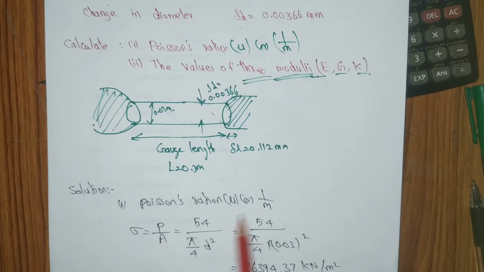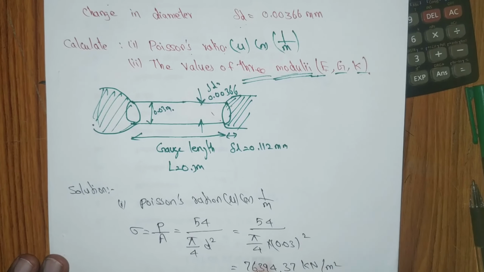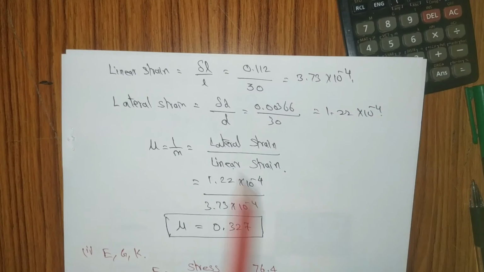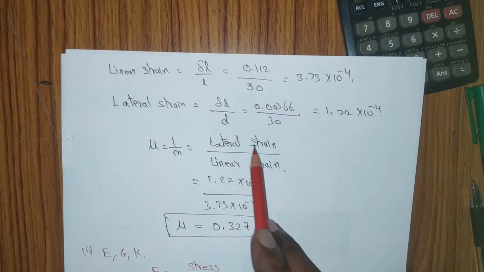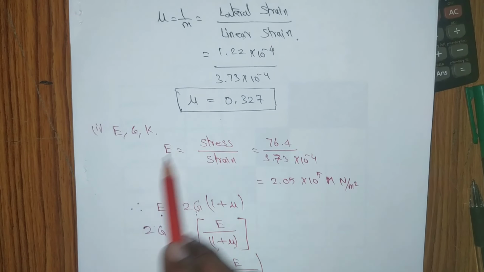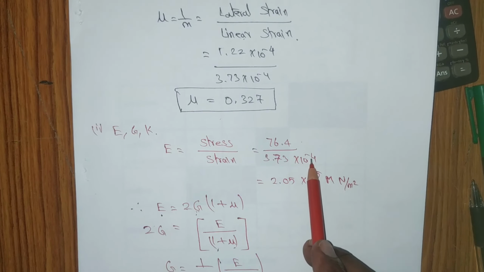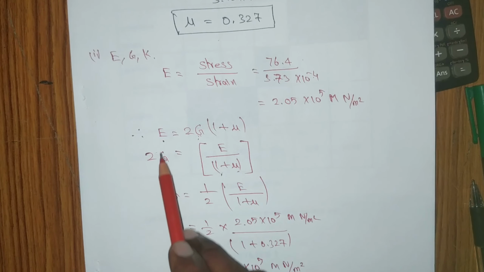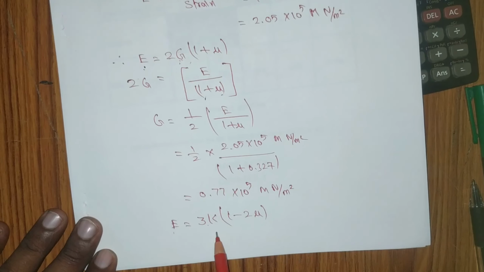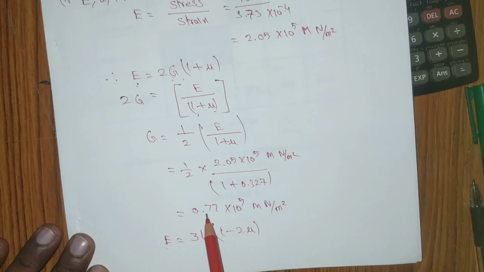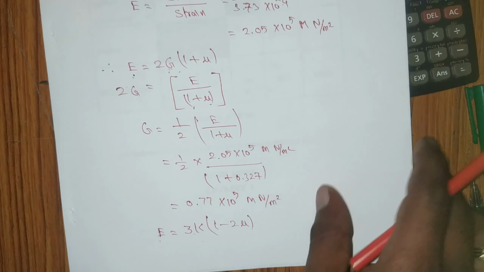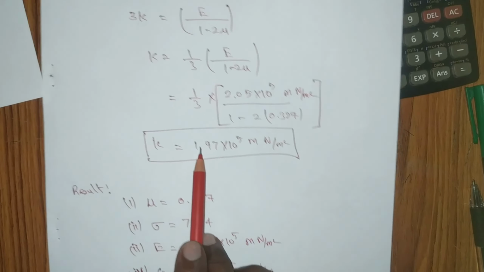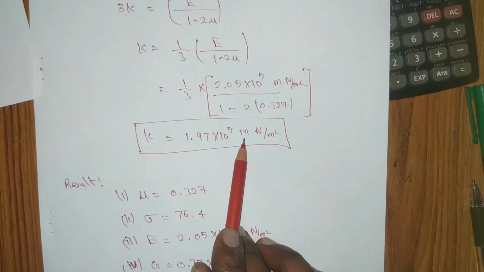Poisson ratio we know is lateral strain by linear strain. So first we need to find out the stress with the given data, and we identify the linear strain and lateral strain. Mu, the Poisson ratio, is lateral strain by linear strain, and we calculated it. E equal to stress by strain. Stress we know, strain we calculated, and E we calculated as 2.05 × 10^5 mega Newton per meter square. And we know the relation between E and G and E and K. From that we calculated the G value as 0.77 × 10^5 mega Newton per meter square. And from the relation between Young's modulus and bulk modulus, we calculated K equal to 1.97 × 10^5 mega Newton per meter square.